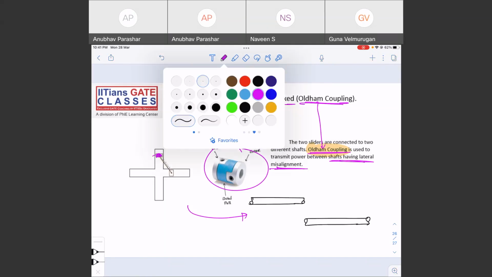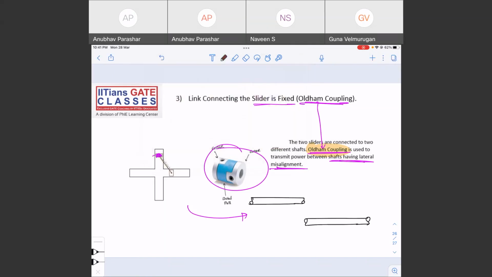One more question I'll give you. There are 2 questions here. Slider fixed gives Oldham coupling. Oldham coupling is used for connecting shafts with lateral misalignment. And what kind of stress will the shafts experience? Because it is rotation, there will be only twisting moment. This was a question asked in one of the engineering service papers: what kind of stress will be there in the shafts in Oldham coupling? Because rotation is there, rotation means twisting moment.